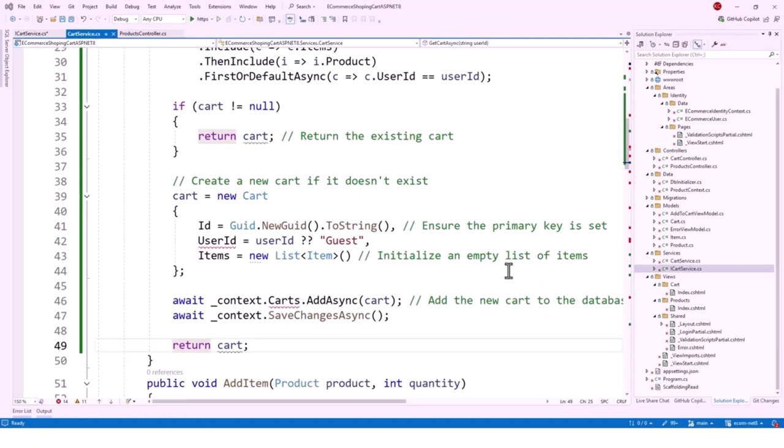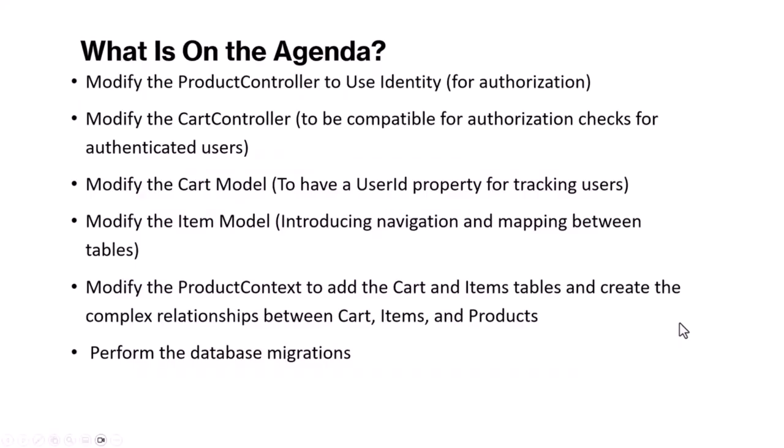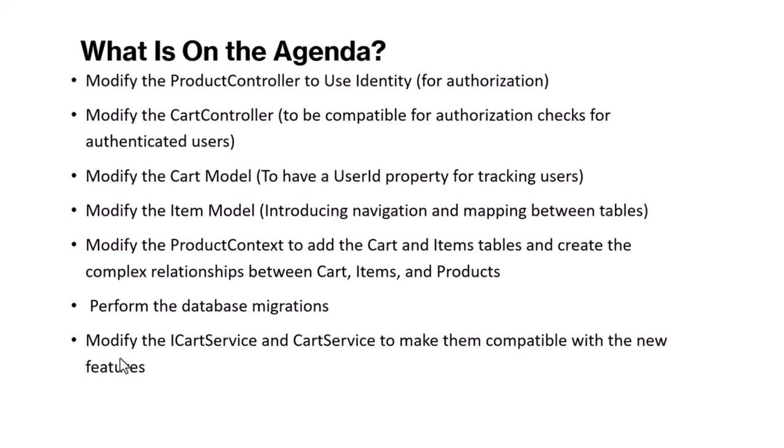Now, if you recall, I have already told you in the beginning in this slide that these are the changes. That was just a guideline. So if you look into this, I need to modify the product context and the database migration. But after that, actually, I should write perform changes: modify the ICartService and CartService, which I had not written. So now I have added these two, which were missing. Modify the ICartService and CartService to make them compatible with the new features.